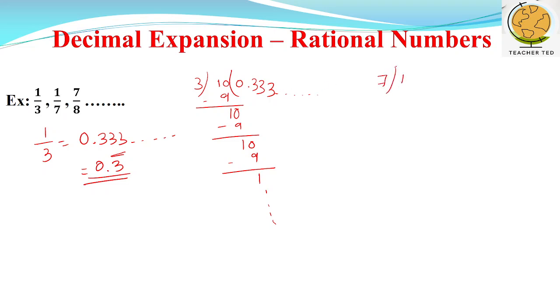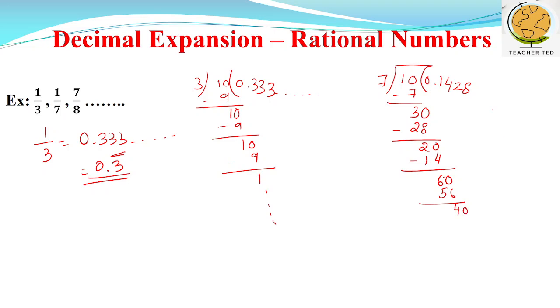Divide 1 by 7. Again, 1 is lesser than 7. Put a point here and substitute 0 here. 7 ones are 7, remainder 3, and put 0 here. 7 fours are 28. If you subtract this, you get 2. 7 twos are 14. If you subtract, you will get 6 as a remainder. 7 eights are 56, remainder 4 here. 7 fives are 35. Again 5. 7 sevens are 49. Again the remainder is 1.